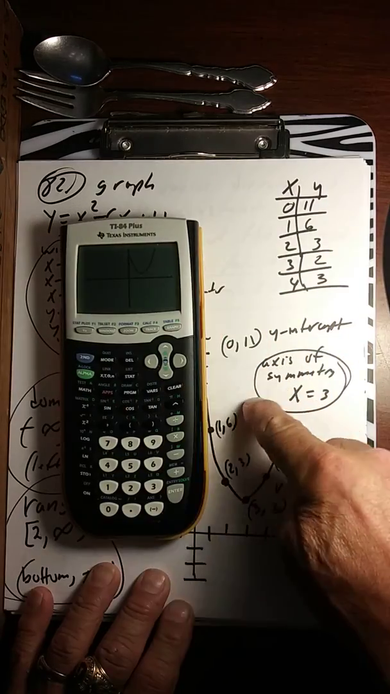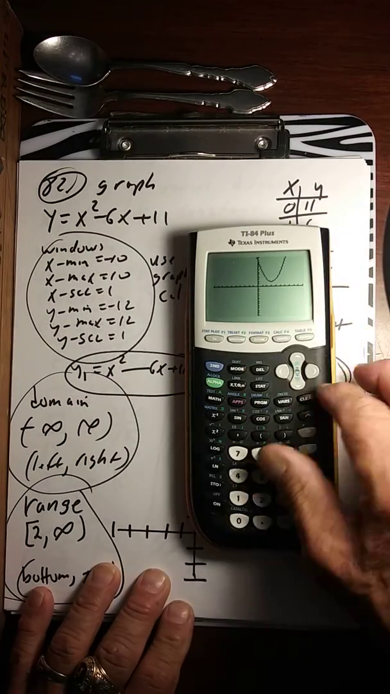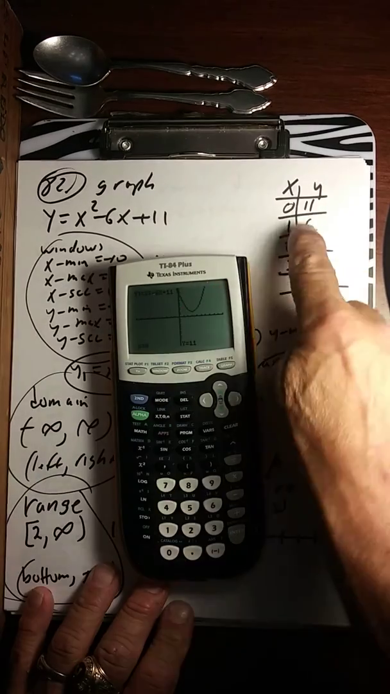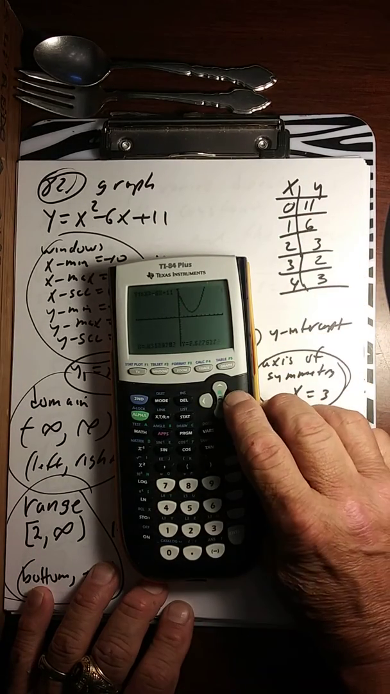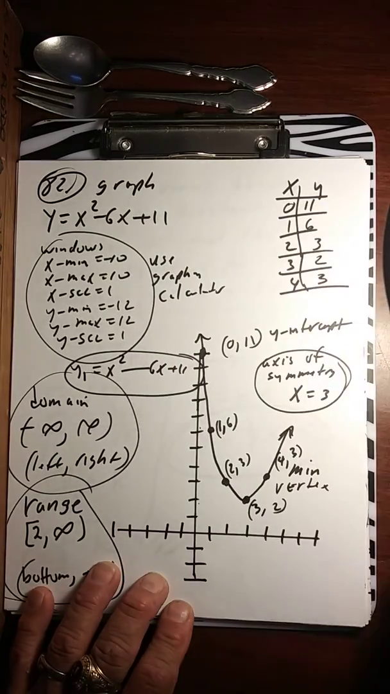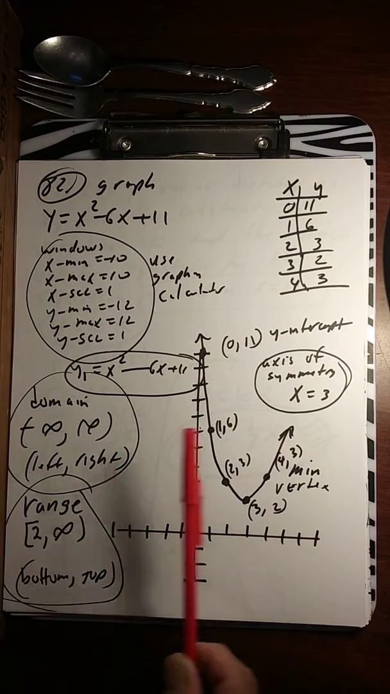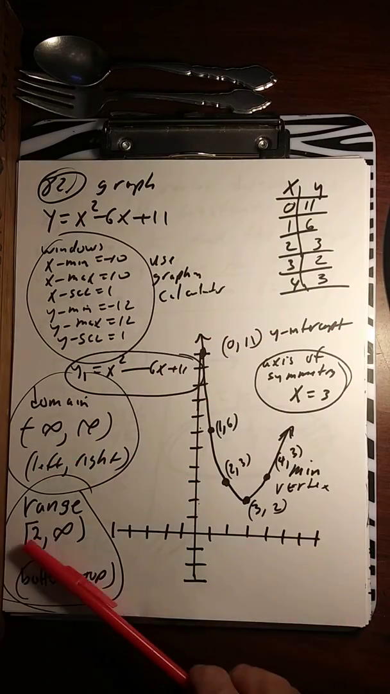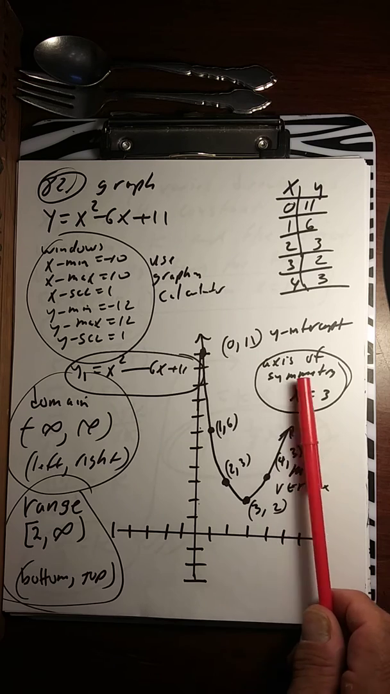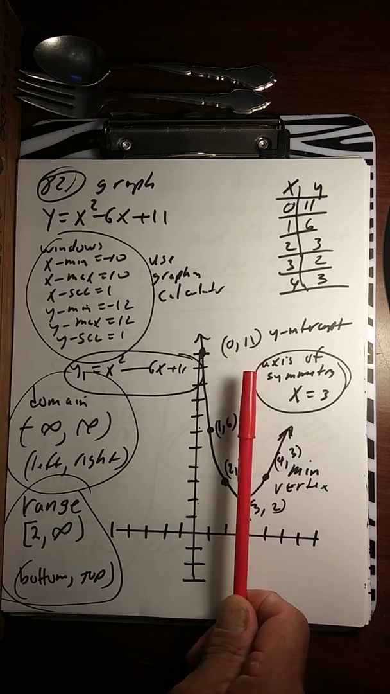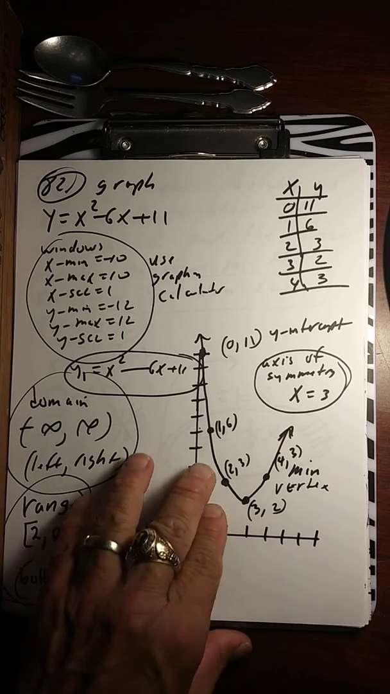Okay, so it's over here somewhere. You can do a trace if you want. You get some numbers like 0, 11. You keep going like that to the right and you get more numbers, as many as you need. So domain is negative infinity to infinity, range is from 2 to infinity. The axis of symmetry is x equals 3, right there in the middle. That's it.